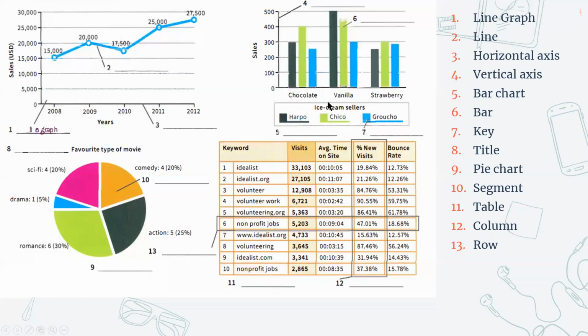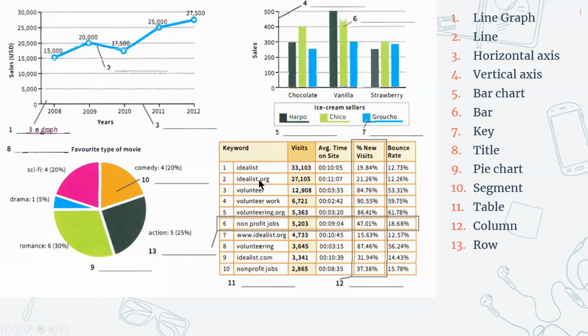Then you have your title, number 8. Of course, the title is very important because I need to know the reason behind this visual representation. Okay, so favorite type of movie. So this is the title of this pie chart. Okay, then we said that this is a pie chart. Okay, then we have this is called a segment. Number 10 is this part of the pie chart is called a segment.